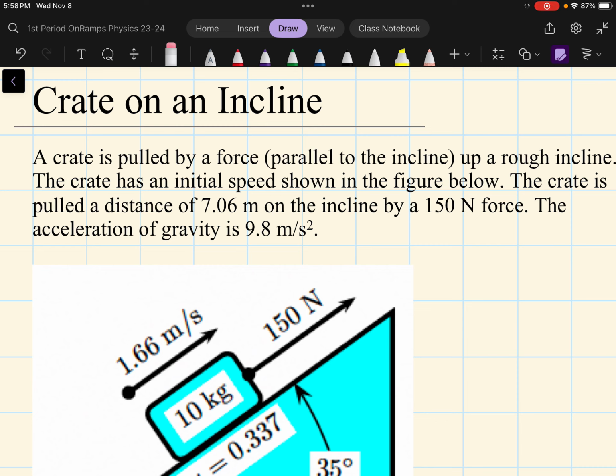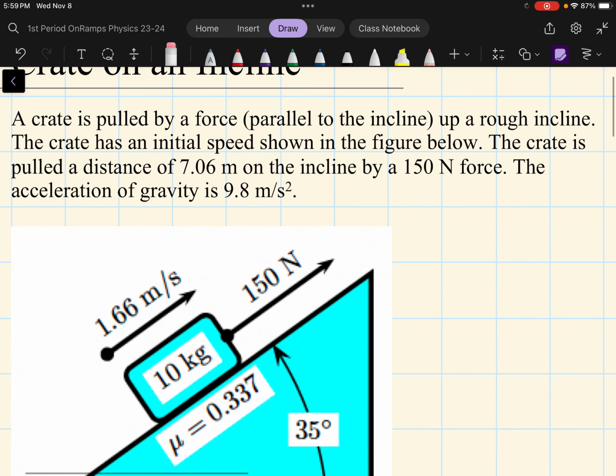Hey guys, in this video we'll apply the full concept of work, which is to say we'll apply the work energy theorem as well as the formula we learned for work that includes forces. This one says a crate is pulled by a force parallel to the incline of a rough incline. The crate has an initial speed shown in the figure below.